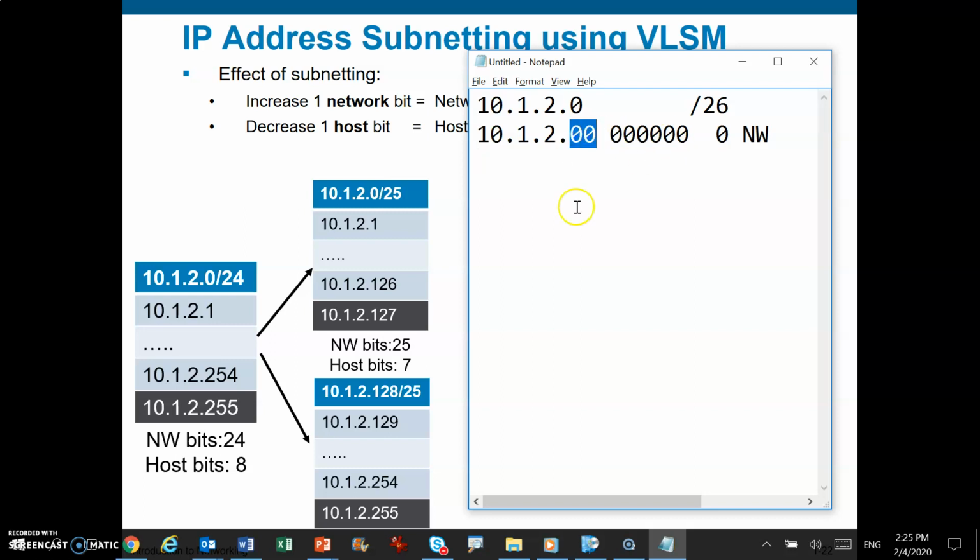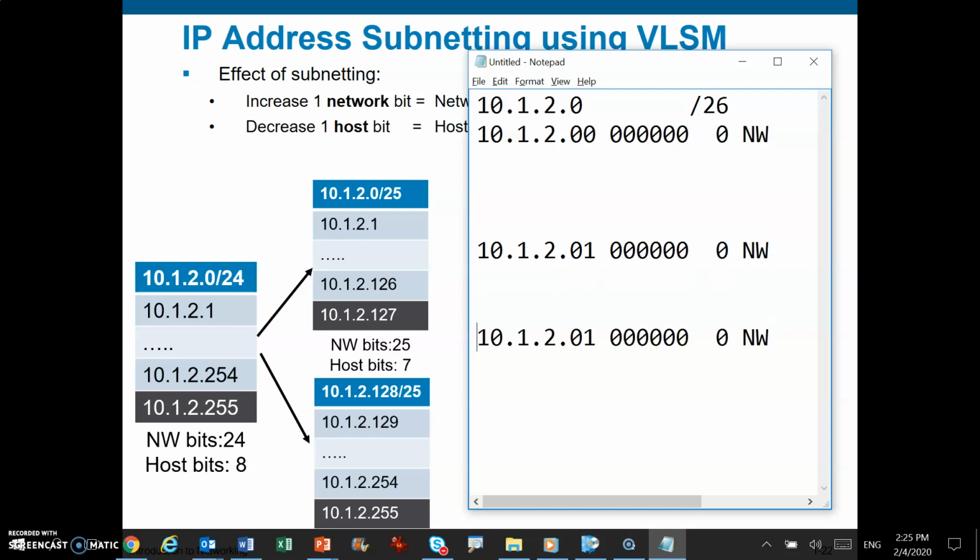So how many different networks can we use? We can use the 00. We can use 01, the second network. The third network will be 10. And finally, the fourth network will be 11.